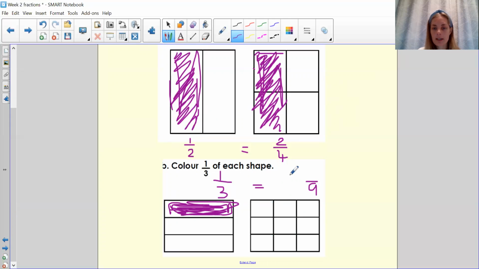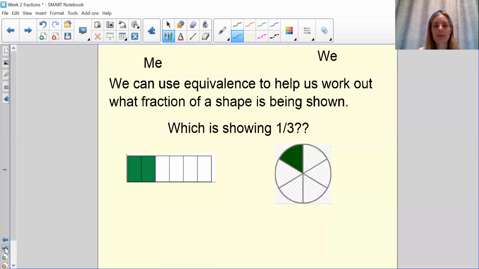So I'm going to say a third is equal to so many nines. And now I use my equivalent knowledge. 3 times what gives me 9? And whatever I do to the one number, I must do to the other number. So 1 times 3 is 3. So how many blocks am I going to shade in? Any 3 blocks. Okay. Good. Hopefully you got that correct.